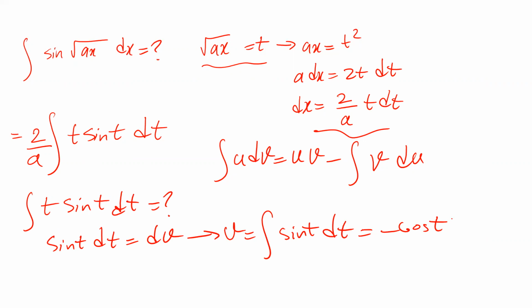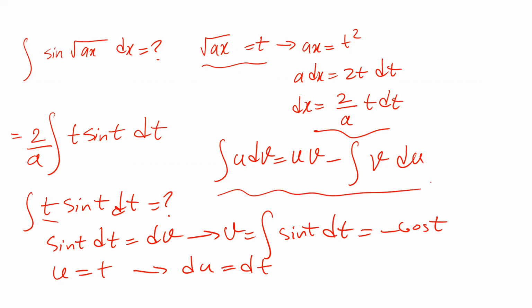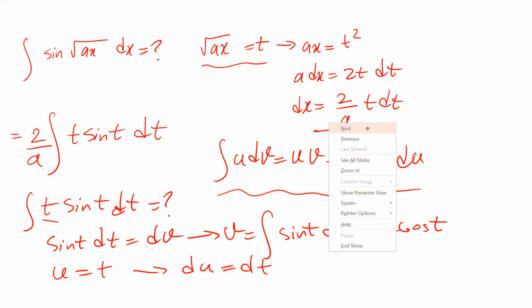And also you can define u as t, this term. Therefore, du will be equal to dt. So now you can use this formula to solve this integral. Therefore, it will be equal to 2 divided by a, which is the constant, times uv. u is t, and v is minus cosine t.